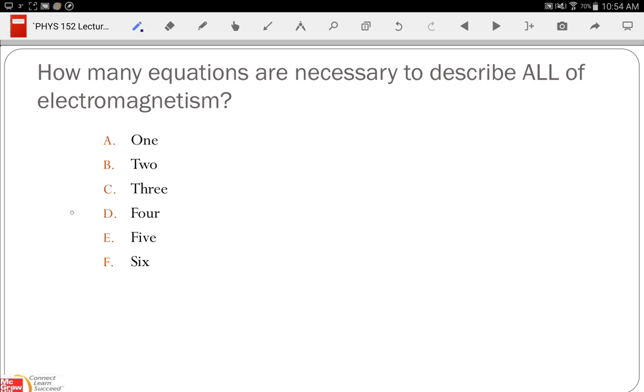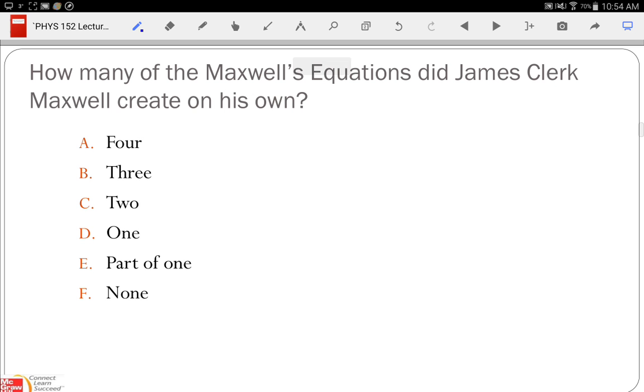Okay, 18 people said 4, and they are correct. 4 equations. Next question. How many of Maxwell's equations did James Clerk Maxwell create on his own? Okay, stopping now. 2, 0, 2, 2, 7, 5.